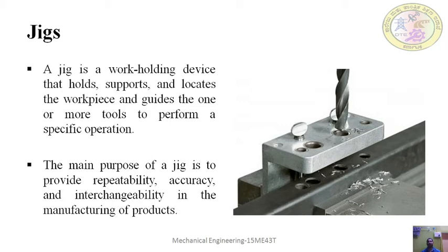A jig is a work holding device that holds, supports, and locates the workpiece and also guides one or more tools to perform the specific operation. So a jig is a device used for holding, locating, supporting, and also guiding the tool to do one or more operations. You can see here, this is the jig. It has fixed the workpiece, and at the same time it allows the tool to perform the drilling operation by providing the hole, so it is guiding the tool also.